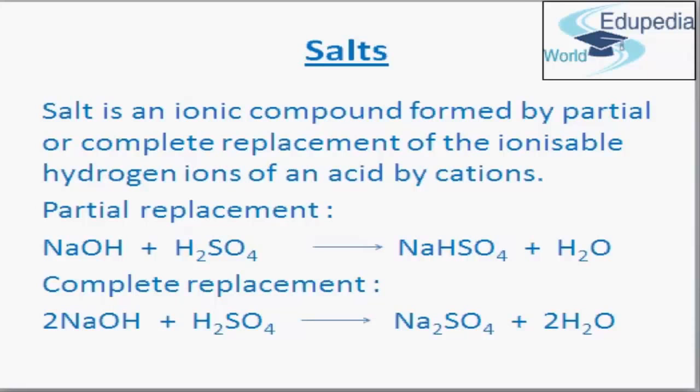A salt is an ionic compound formed by partial or complete replacement of the ionizable hydrogen ions of an acid by cations. We can see two chemical reactions. One is of partial replacement and the other one is of complete replacement of ionizable hydrogen ions of an acid by cations. A salt is an ionic compound which dissociates in solution to give a cation other than H positive ion and an anion other than OH negative ion.